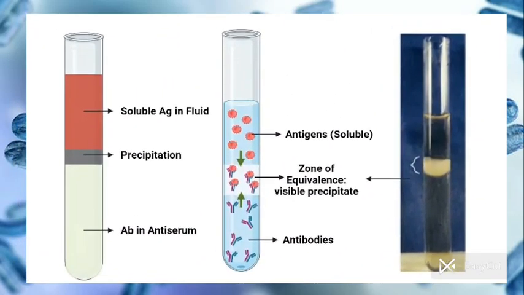As you see, we have an antibody at the bottom and a soluble antigen at the top, and this precipitation is where the antigen and antibody form a complex, and there is where we are going to see the zone of equivalence. As you see, the zone of equivalence is where we see the visible precipitate.